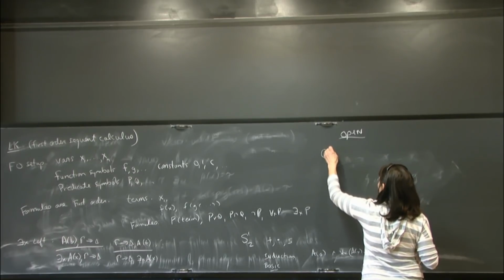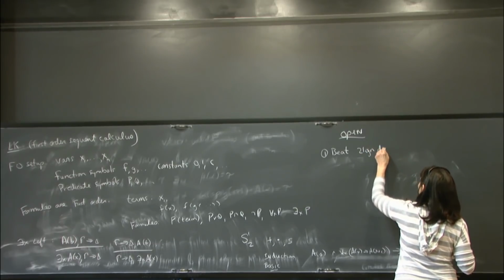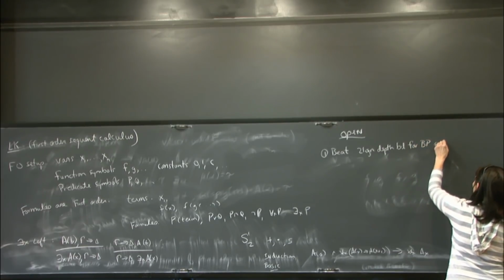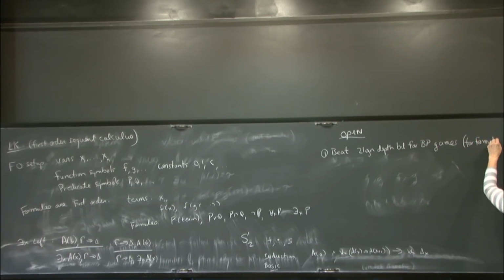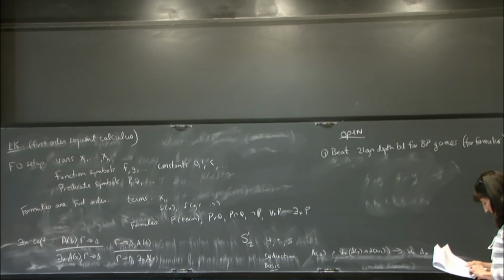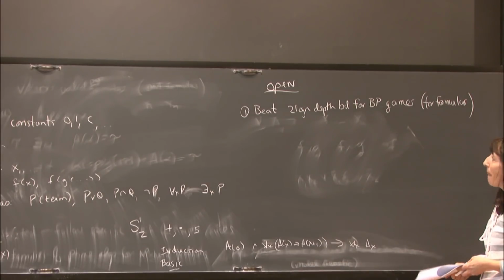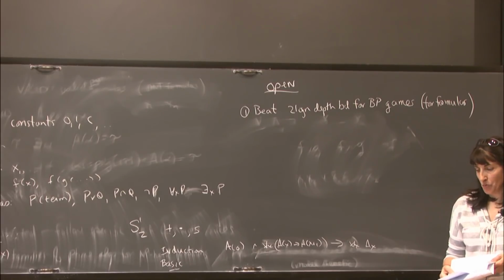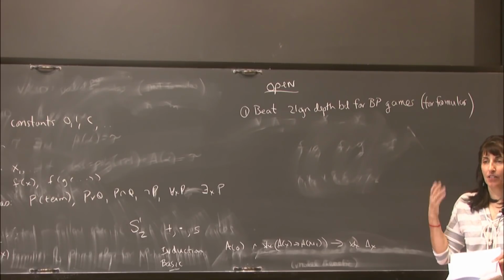So one open problem is to beat the 2 log n depth bound for Buss-Pudlák games applied to formulas or circuits. And I just don't know why this should be hard, to be honest. Any candidate formula? Is there any that people think is going to be easier to get a large lower bound for? I think almost anything non-trivial like the pigeonhole should require it.